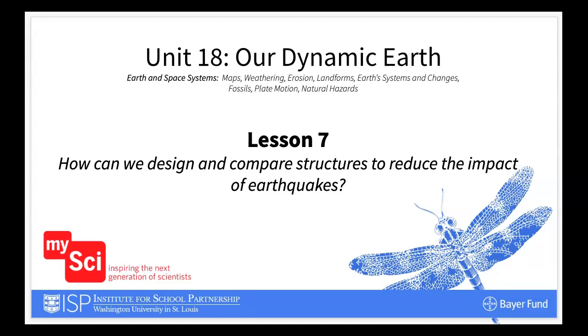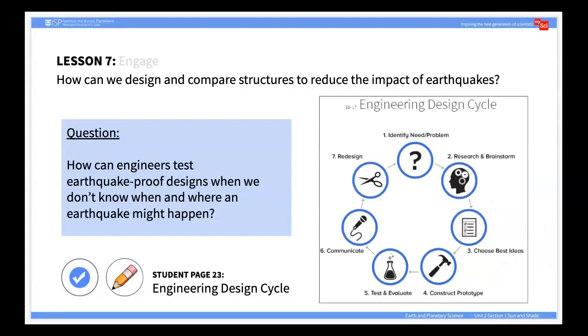Students will use their learning throughout the unit in conjunction with the engineering design cycle to create structures that resist earthquake damage. They figure out that the design of the structure and building materials chosen can minimize destruction caused by earthquakes. In the Engage portion of this lesson, students will discuss how engineers test earthquake-proof designs when we don't know exactly when or where an earthquake will happen.